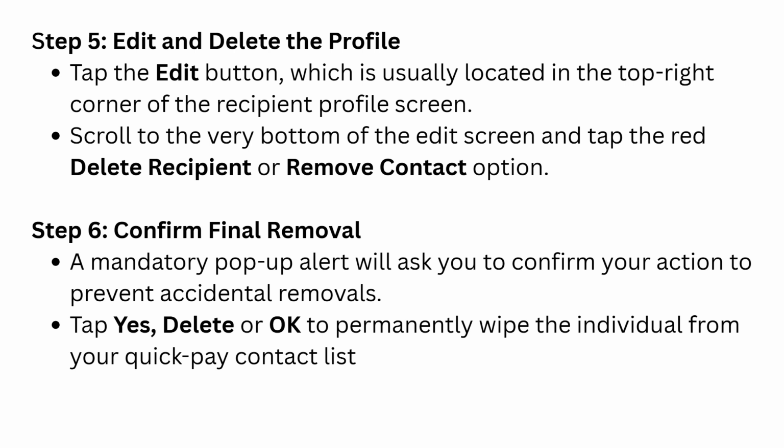Step 6. Confirm final removal. A mandatory pop-up alert will ask you to confirm your action to prevent accidental removals. Tap Yes, Delete, or OK to permanently wipe the individual from your Quick Pay contact list.